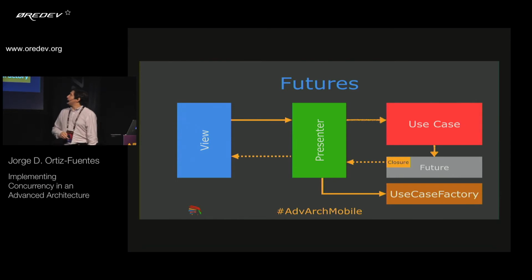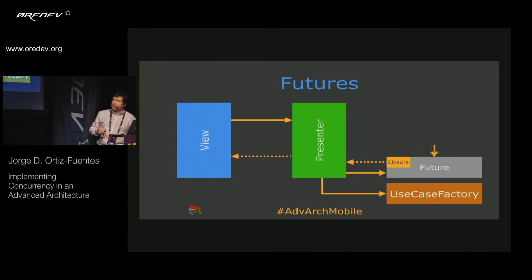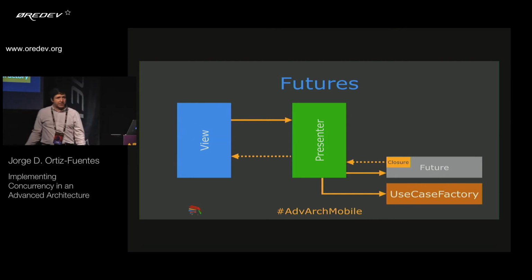So what do we do? We finish the scope, and we keep the reference to the future from the presenter, and when the scope finishes, the reference to the use case disappears. With it disappears the reference to the future as well, but the future is still there because it's held by the presenter. That's that easy, okay?